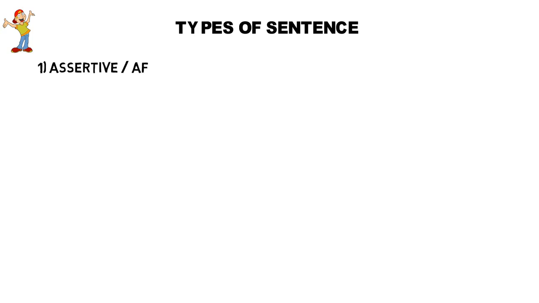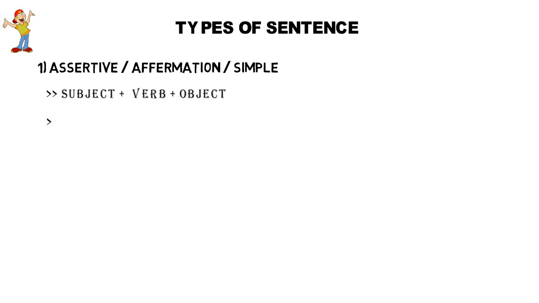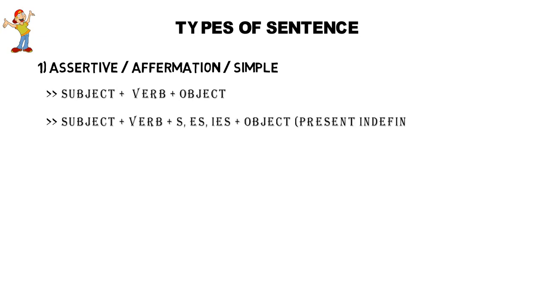And there are three types of sentences which we usually speak. The first sentence has several names: assertive, affirmation, or simple. Now, if we divide these assertive, affirmation, and simple sentences, the structure is subject, verb, and object. And with present indefinite tense, we use subject, verb with s, es, ies, plus object.